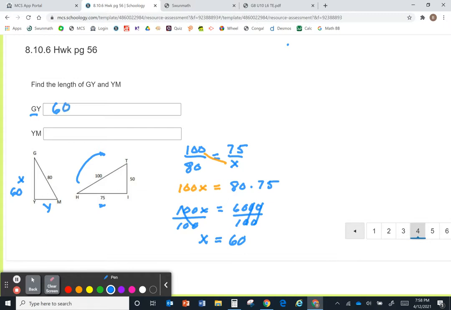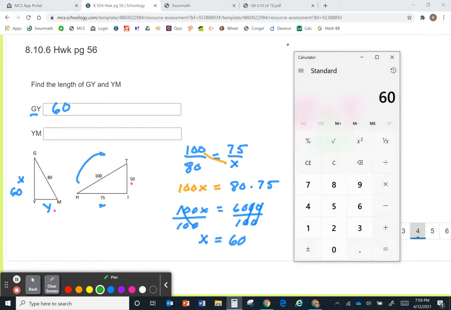All right. And then, how about some purple? How about this hot pink? I like that. So we can use the same thing. 100 over 80 equals, and we want to find y. So 50 is the y. Okay, and so that's the same deal. That's what I say. So you do this one first. 100y equals 80 times 50.